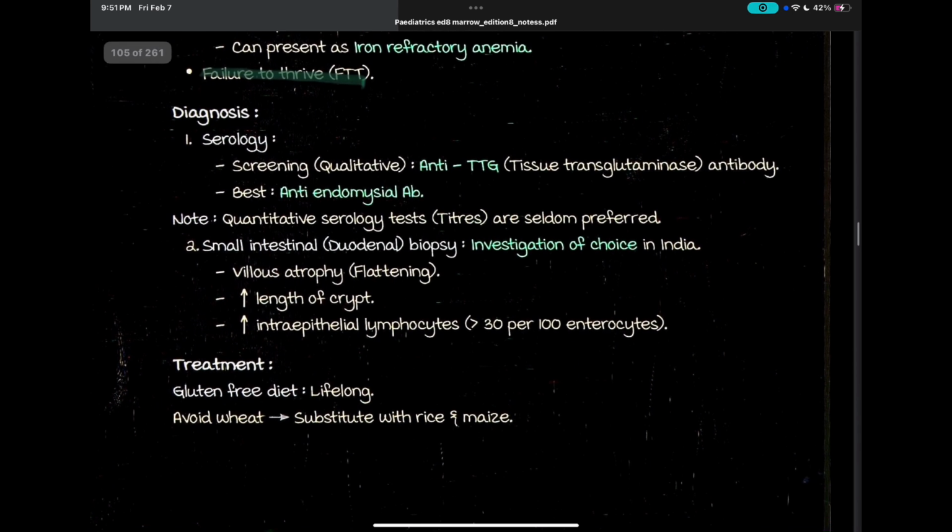Diagnosis: serology screening, qualitative. Anti-TTG, tissue transglutaminase antibody. Best is anti-endomysial antibody. Note: quantitative serology test titers are seldom preferred.